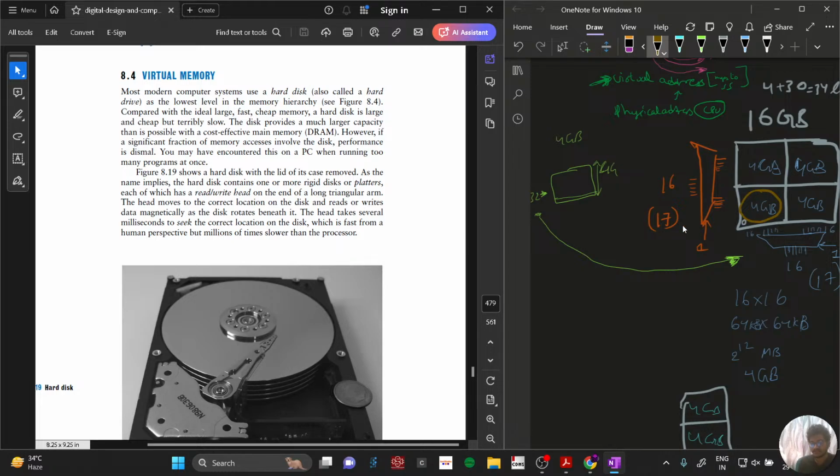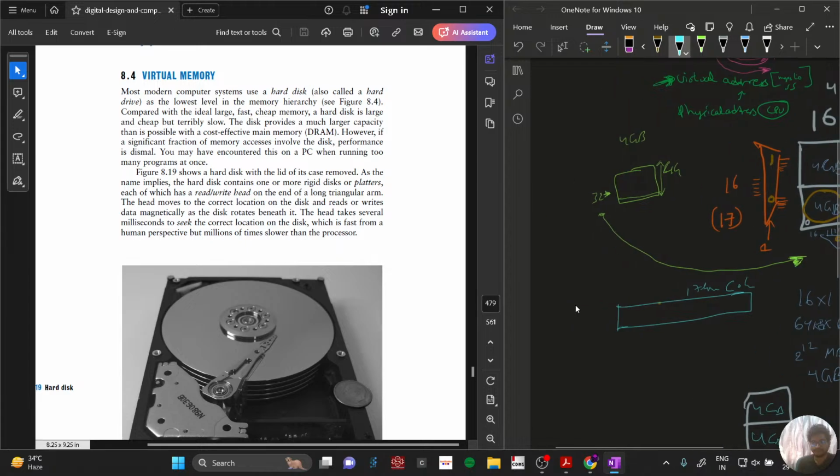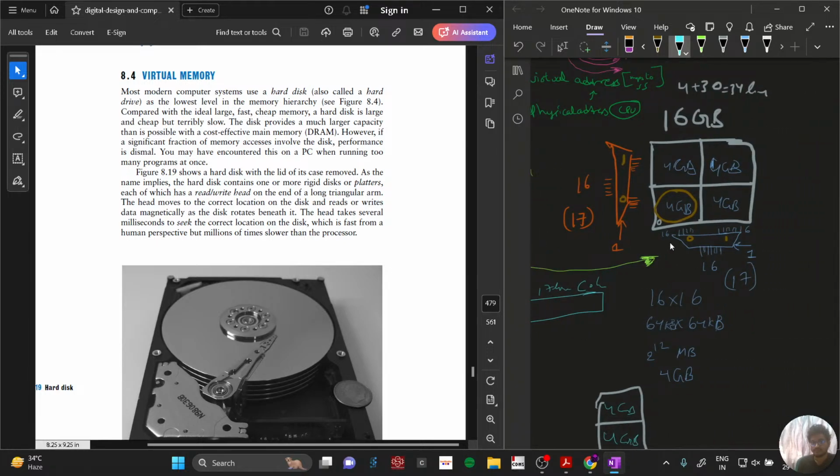So for that I need the LSB of this 17 bits. This selection line has to be 0. For this it is 0 and this is 1, and for this it is 0 and for this it is 1. So let's say I have these 17 lines which are going to row, and let's make it column, and I have another 17 lines that are going to row. So for this the LSB of column has to be 0.